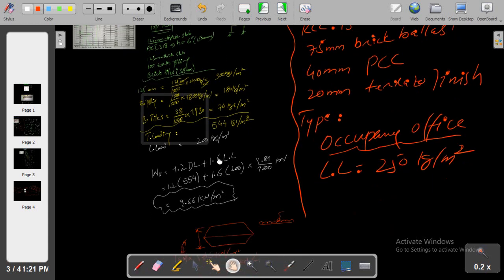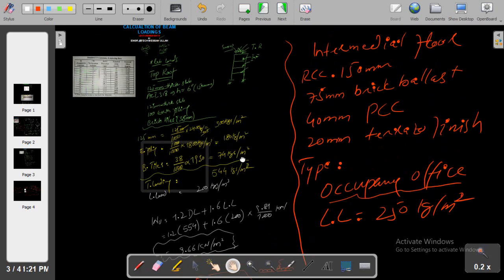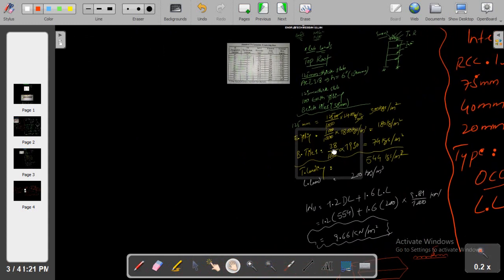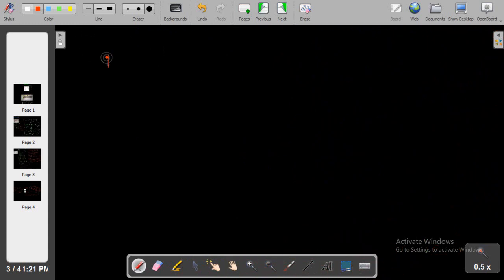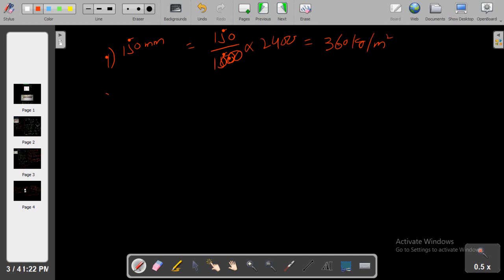Now how to do that calculation? Now this is important, right? So for an intermediate slab, first of all we have 150 mm RCC slab weight, that is 150 divided by 1000, times the density, that is 2400. So from this we got 360 kg per square meter.